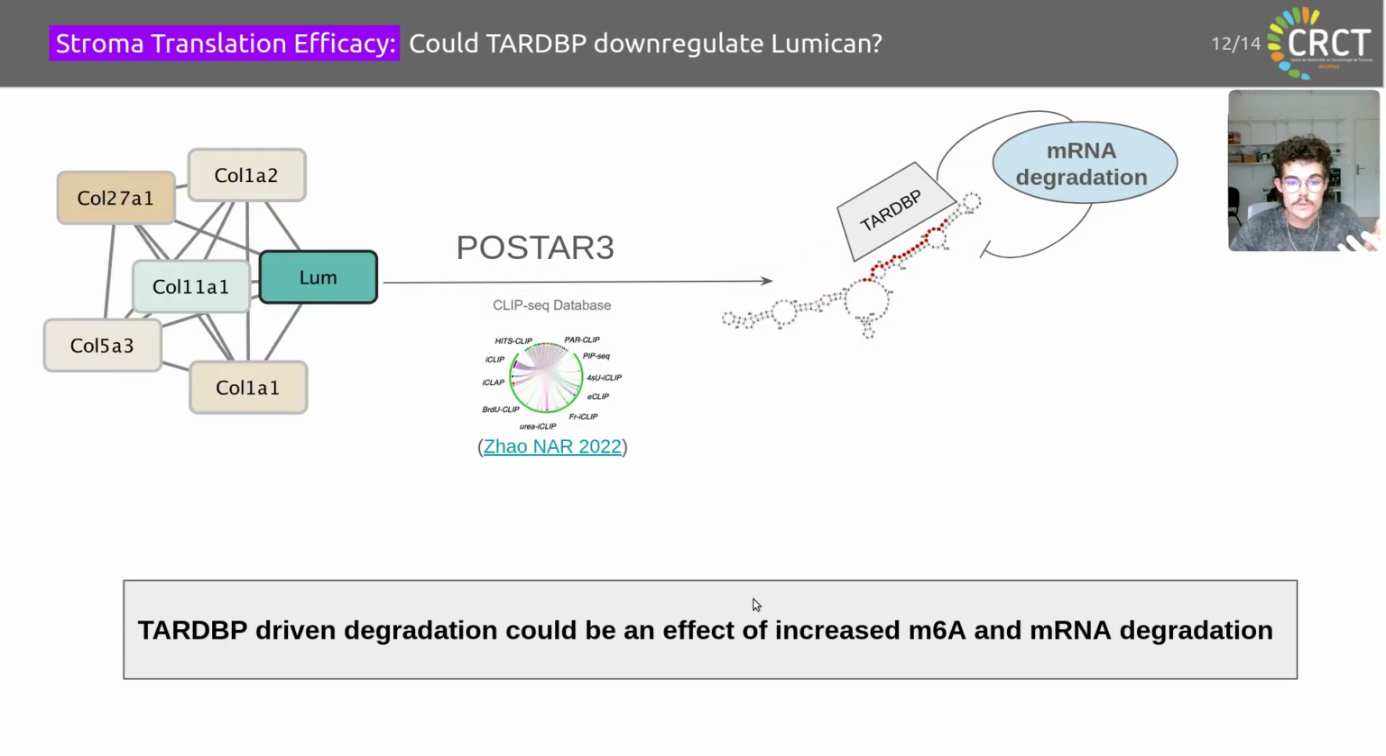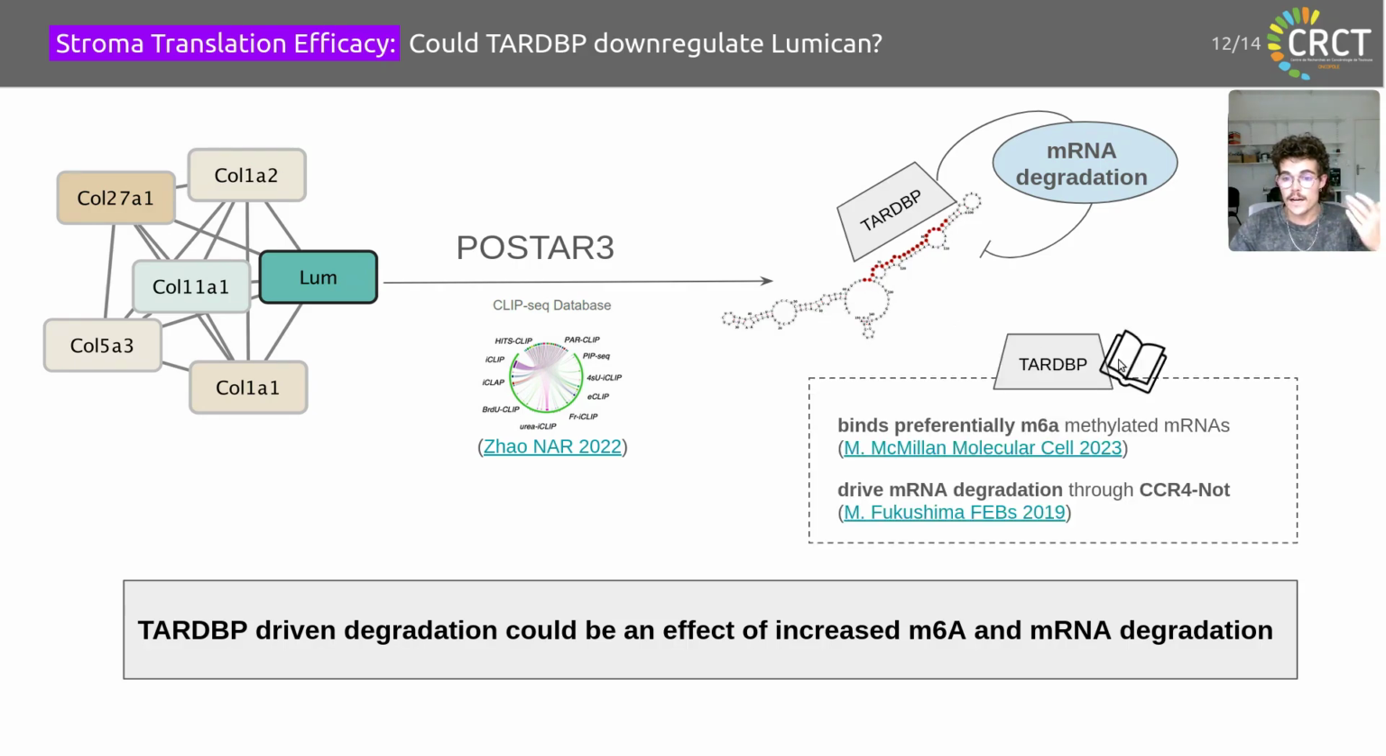To try to see what could be regulating lumican, we looked at experimental CLIP databases, and we found out that TARBP was the most likely regulating RNA binding protein, with conserved targets in lumican and described to bind preferentially to M6A methylated mRNAs, as well as drive mRNA degradation through the CCR4 node, connecting with the results we saw before.